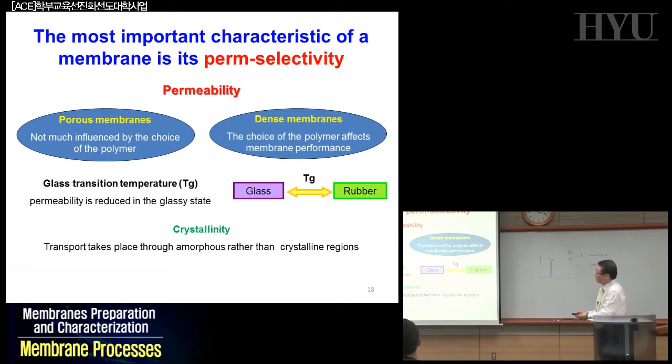Now, other than the flexibility, we can think of crystallinity as well. If you have a crystalline polymer, then the selectivity is high, but permeability is quite low, because the penetrants can only go through the amorphous portion rather than the crystalline portion. So permeability is determined by the amount of amorphous portion, or the amount of crystal portion.